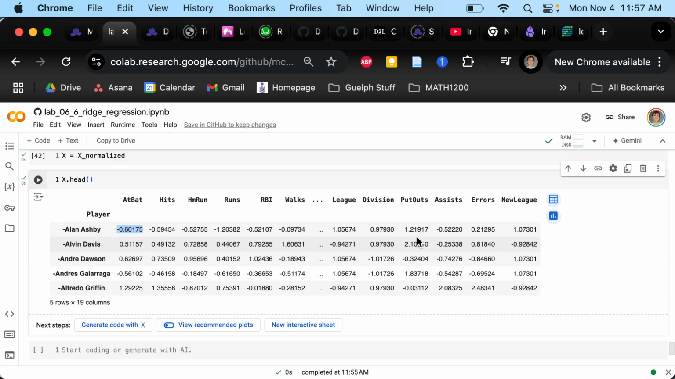Because of the way we made it, this negative 0.6 means this player, Alan Ashby, his number of at-bats compared to everybody else's at-bats is below the average, and it's below the average by 0.6 of a standard deviation. That's how we set it. That's what the numbers mean. Okay, now all the betas will be on approximately the same scale, and if we do what we were doing before, it will actually work properly.